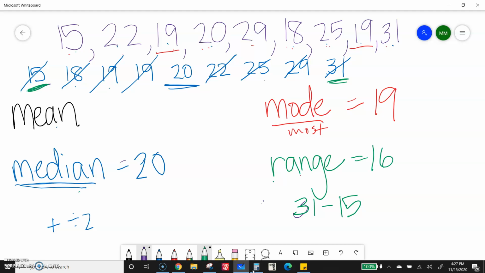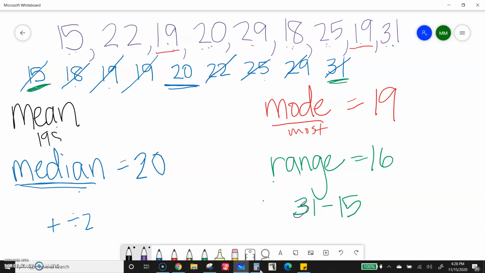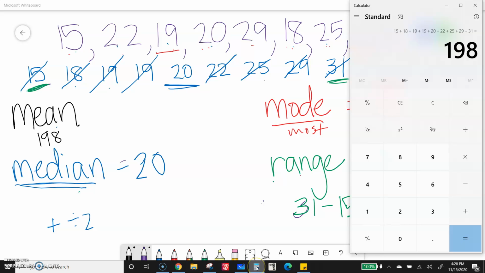Hey diddle diddle, the median's the middle. You add and divide for the mean. Okay, so I add up all of my numbers. And then I will divide. 15 plus 18 plus 19 plus 19 plus 20 plus 22 plus 25 plus 29 plus 31. Okay, 198. It's always good to make a note of that because that's not my answer, right? Because that's bigger than all my numbers. But in case I make a mistake dividing, I don't have to add them all again.